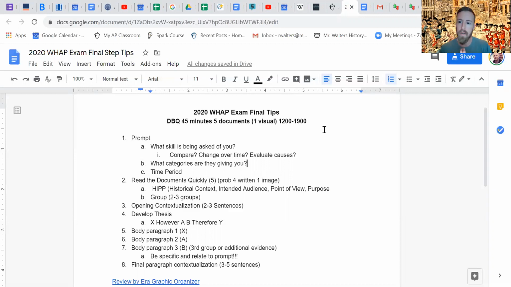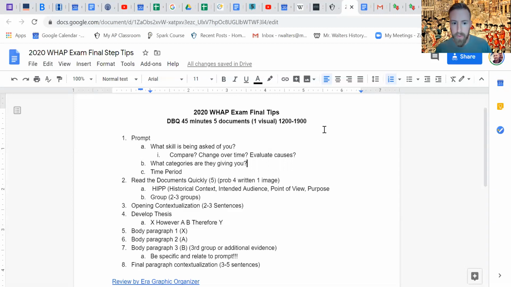The next one that you need to remember is you need to take a look at what the time period is. Make sure that you're very keenly aware of whatever that time period is. Then, what I recommend is that you take out a sheet of paper and write out, you're going to have 5 sources, 4 written and 1 visual, so I would write out document 1, 2, 3, 4, 5 on your piece of paper.